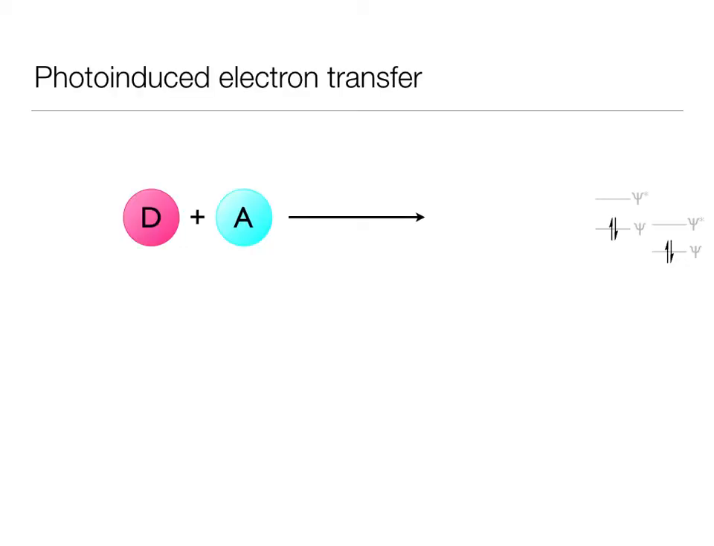So this is just another one of my concept bite videos, this time on Marcus theory, specifically focusing on the Marcus inverted region. I'm just going to start off with a recap, an idea of what this photo-induced electron transfer concept is.